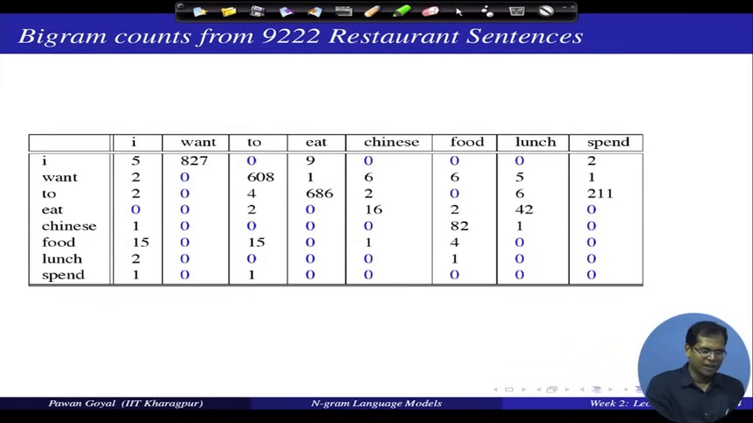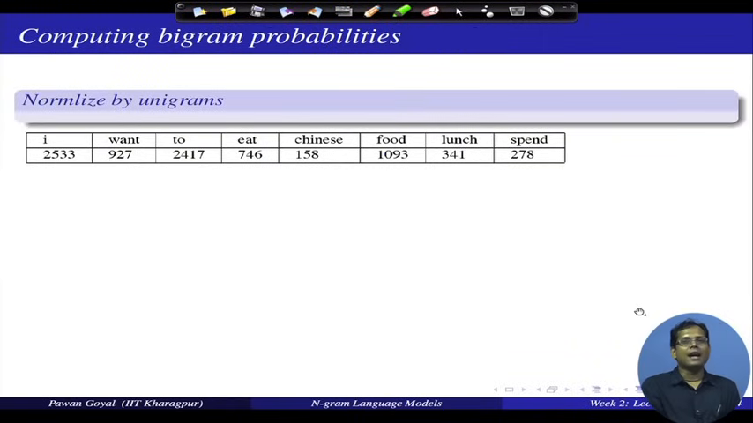What are the other bigrams that occurred a lot? Want to. I want to do something. Eat Chinese. Chinese food. Eat lunch. To spend. So all these are bigrams that occurred a lot. So this tells a lot about that corpus. I am talking about a restaurant corpus where it is more about ordering some food and eating some specific kind of foods.